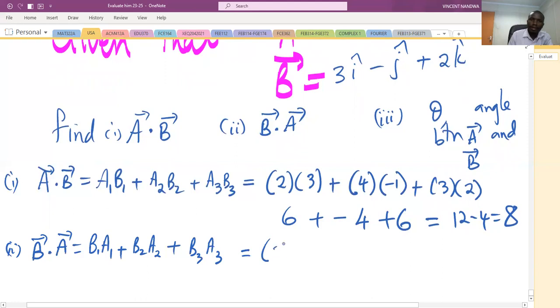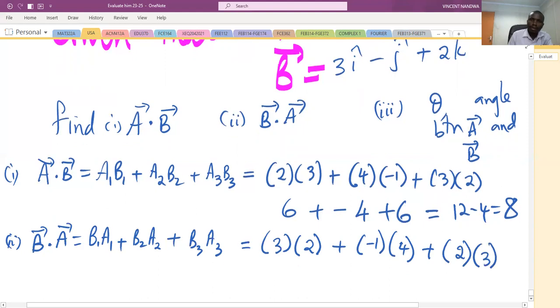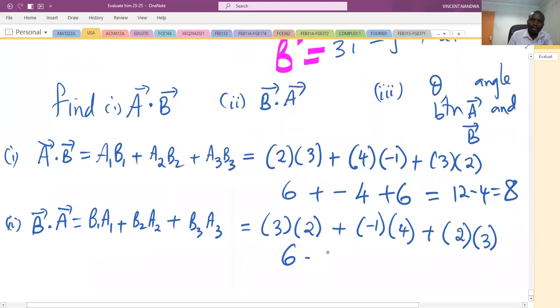B1 is 3, A1 is 2, B2 is -1, A2 is 4, B3 is 2, A3 is 3. So this will still give us 6 minus 4 plus 6, which is still 8. So we have the answer to parts 1 and 2.